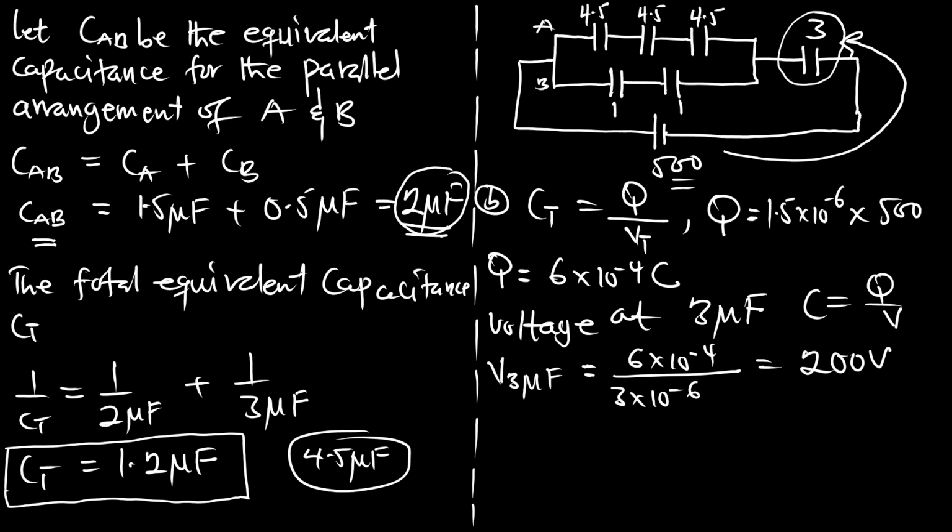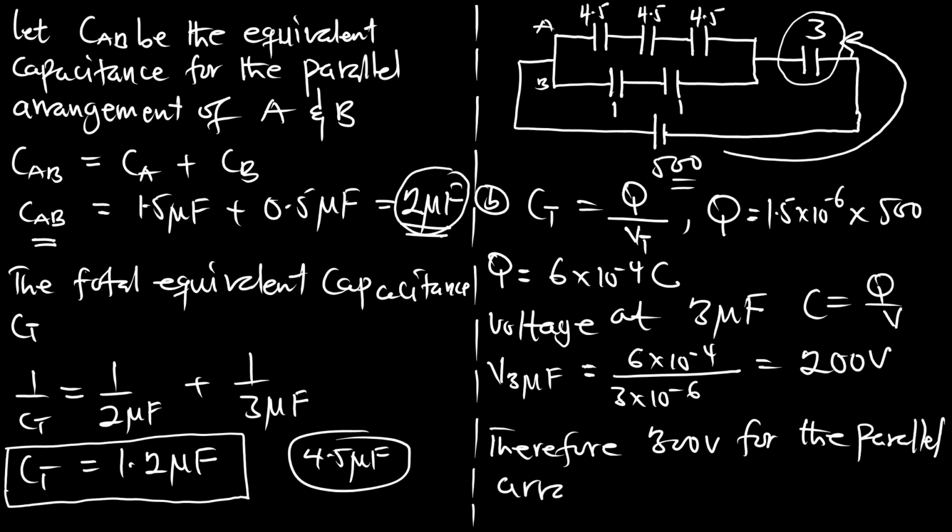So now we have 300 volts to work with. Therefore, by our observation, 300 volts is now for the parallel arrangement. So the total voltage across these 3 is 300 volts, and across these 2 it is also 300 volts, because they are in parallel and the same voltage applies.